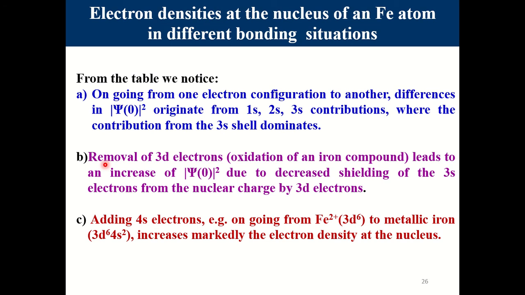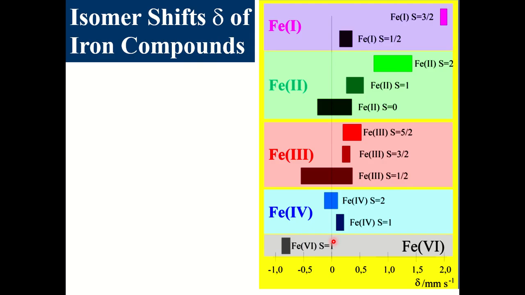So the removal of 3d electrons, that is, oxidation of an iron compound, leads to an increase of electron density due to decreased shielding of 3s electrons from nuclear charge. And if you add 4s electrons, for example going from Fe2+ to metallic iron, this will cause an increase in the electron density at the nucleus. So this is what we had discussed.